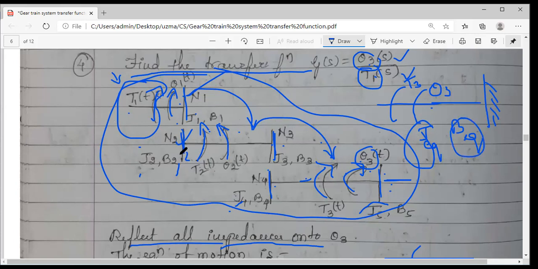As I'm telling you again, here K, the spring constant, is not given. But suppose K is also there, you should take K equivalent also. But K is not there, so let us leave it. So this is your equivalent mechanical system drawn. I have not drawn it. Please do this. You have to draw this figure.